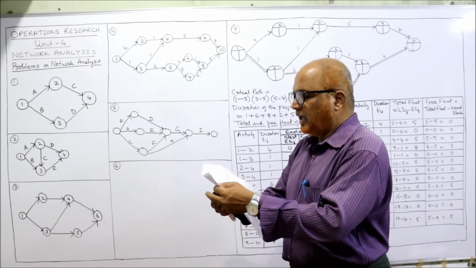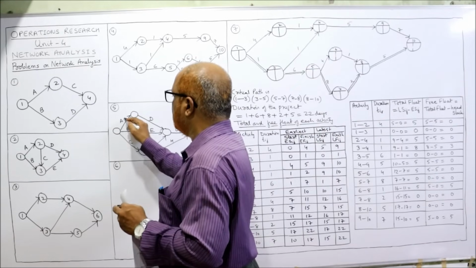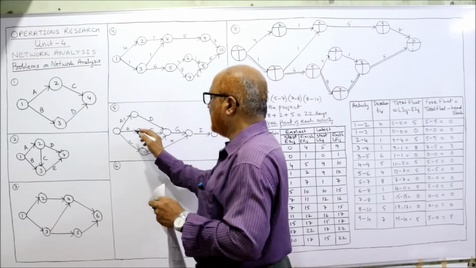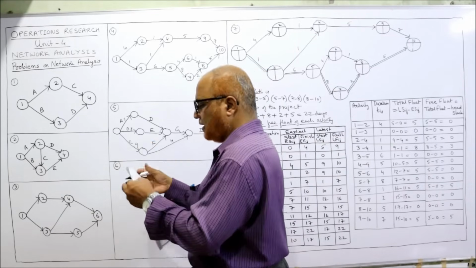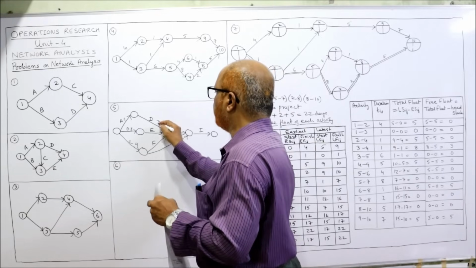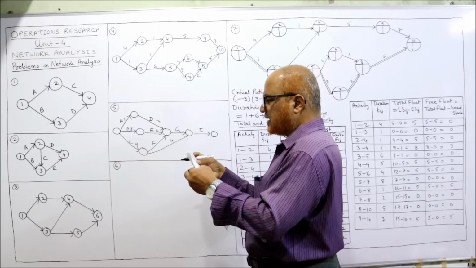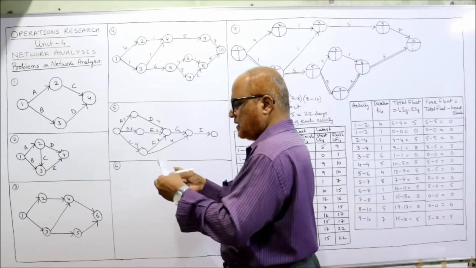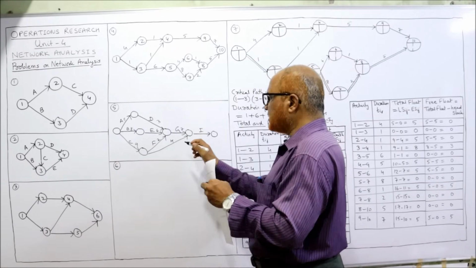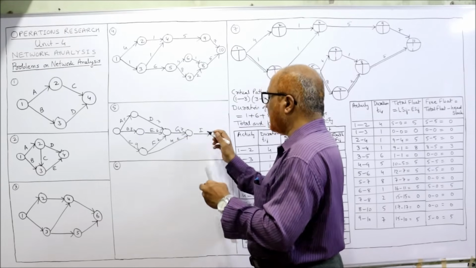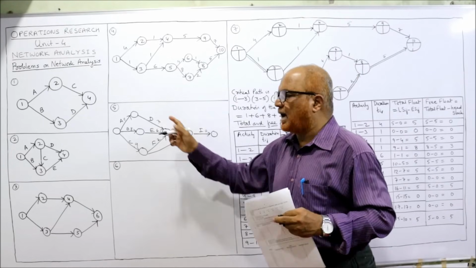Fifth problem: A activity, the duration is 8. So A activity 8, B activity 8. Then C activity 9, D activity 3, E activity 6, then F activity 2, then G activity 7, and H activity 6, I activity 0. So the duration should be written on the activity.